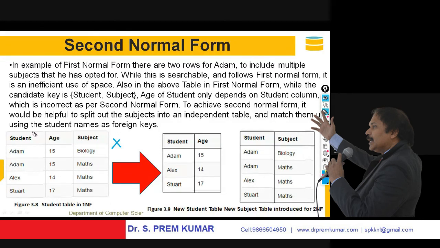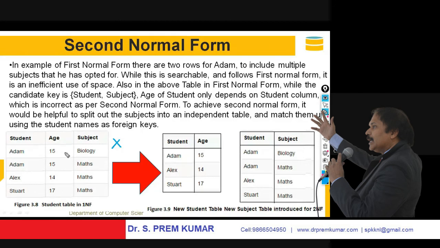నాన్ కీ అట్రిబ్యూట్ షుడ్ బి ఫుల్లీ ఫంక్షనల్లీ డిపెండెంట్ ఆన్ కీ అట్రిబ్యూట్. కీ అట్రిబ్యూట్ మీద డిపెండ్ అయి ఉండాలి. ఇప్పుడు మీరు అబ్జర్వ్ చేసినట్టయితే, ఆడమ్ వచ్చినప్పుడల్లా 15 వస్తుంది. రిడెండెన్సీ వస్తుంది, రిపిటేషన్ వస్తూ ఉంది. సపోజ్ ఆడమ్ 10 సప్లిమెంటరీ సబ్జెక్టులు రాస్తున్నాడు అనుకుందాం. 10 సార్లు వాడి ఏజ్ 15 అని రాయాలి. ఏజ్ ఆఫ్ ద స్టూడెంట్ కూడా పెట్టాం. ఆడమ్ 10 సబ్జెక్టులు రాస్తే 10 సార్లు ఆడమ్ ఏజ్ 15 అని రాయాలి. రిడెండెన్సీ వస్తుంది. దట్ ఈస్ నాట్ గుడ్.